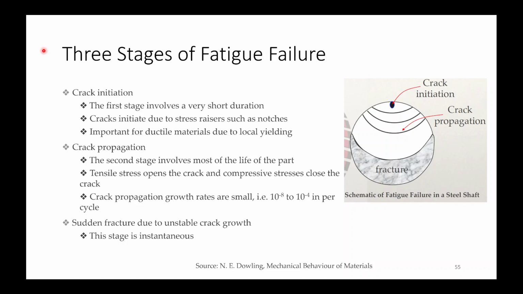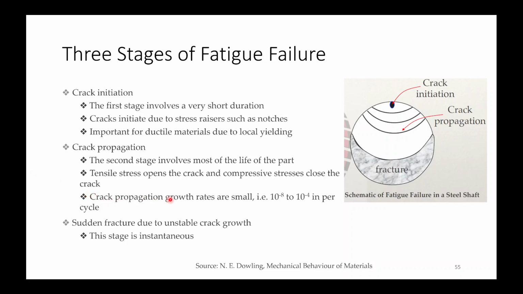Now there are 3 stages of fatigue failure. First is crack initiation. Your crack is starting from here, and the first stage involves a very short duration. Cracks initiate due to stress raisers such as notches, and it is important for ductile material due to local yielding. Second is crack propagation. The second stage involves most of the life of the part. Tensile stress opens the crack and compressive stresses close the crack.